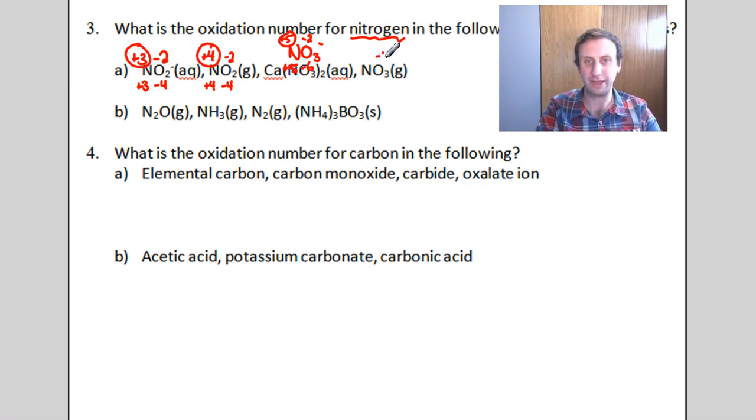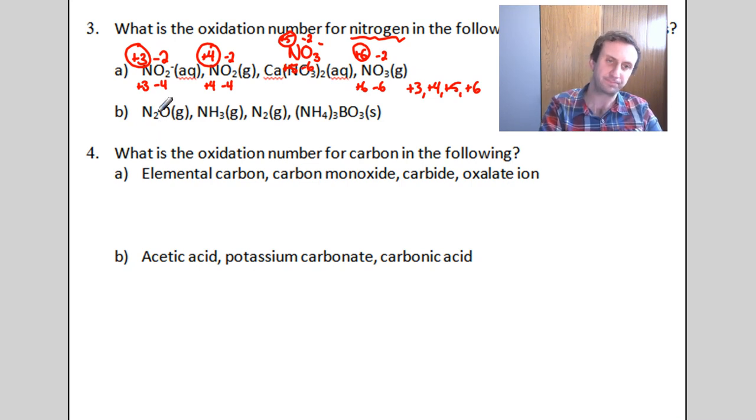And then for NO3 minus, I have -2 times 3 is -6. So this is going to be +6 for that nitrogen. So I have at the end of the day, +3, +4, +5, and +6. For B, I have -2 for oxygen, so this is going to end up being for nitrogen +2. So divided by 2, that's +1. For NH3, the hydrogen is going to be +1 times 3 is +3, meaning nitrogen will end up being -3 in this case in order to make that work. N2 is an element, so it's just going to be 0.